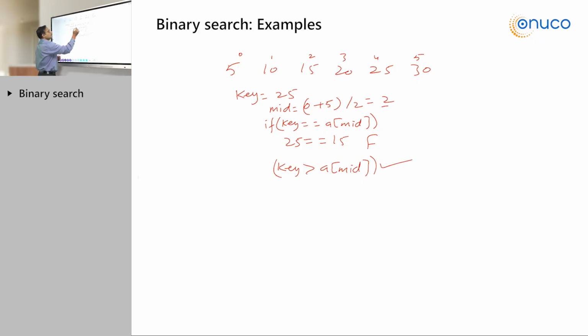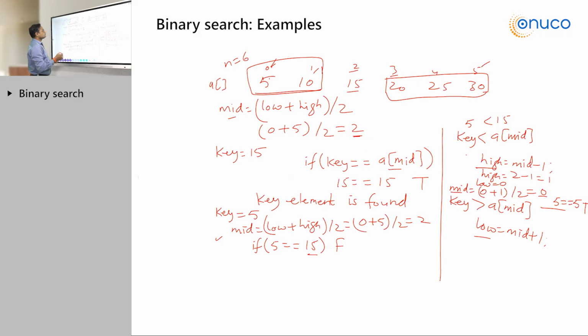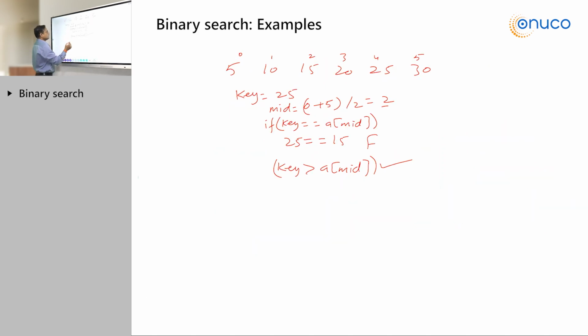In this case, what will happen? What did I tell you, friend? If key is greater than a of mid, we are going to compute the low index. High will remain high. So low is equal to mid plus 1. Mid index is 2 plus 1 is 3. Low is 3 and high remains 5. Now you are going to find the new mid position. Mid is equal to low plus high divided by 2, 3 plus 5 divided by 2 is 4.